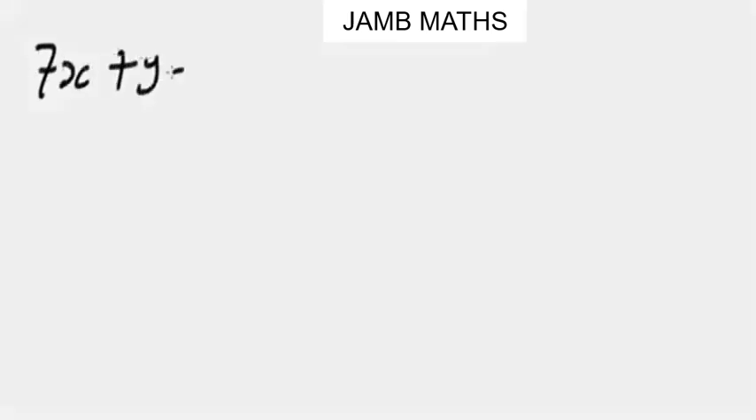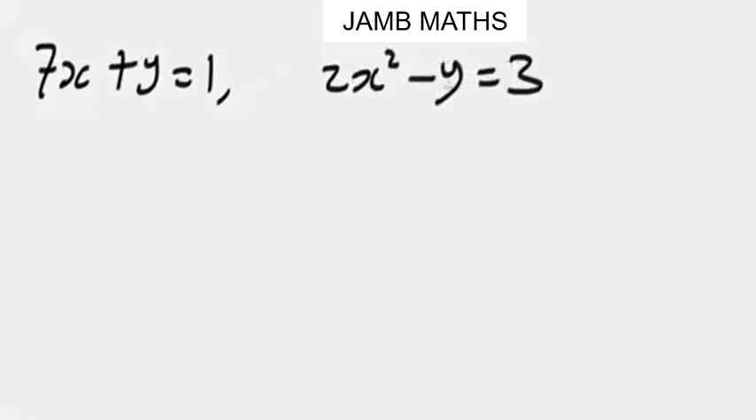7x plus y equals 1, and we are given 2x squared minus y equals 3. I was asked to find the values of x and y respectively. So this is a simultaneous equation as usual. To arrange these equations, we have a linear and a quadratic equation here.